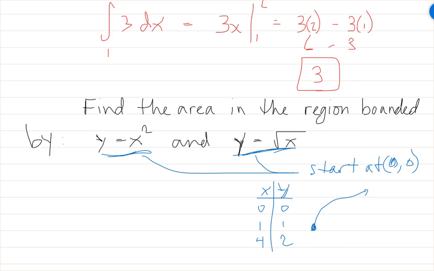And then over here, if we do an xy table, we know that when x is 0, y is 0, right? This goes through the origin. And then when x is 1, y is 1. And when x is 2, y is 4. And when x is 3, y is 9. And so what does that look like for us?